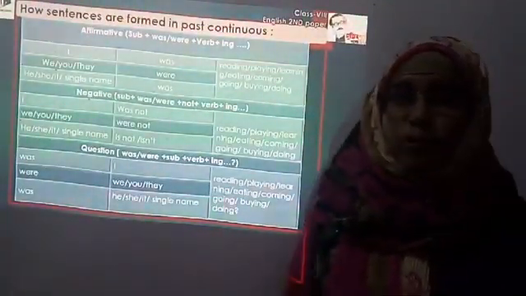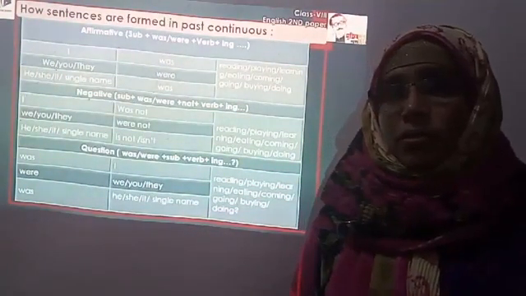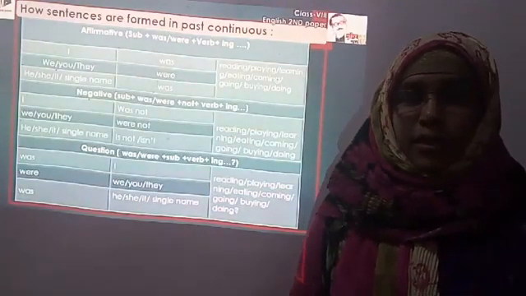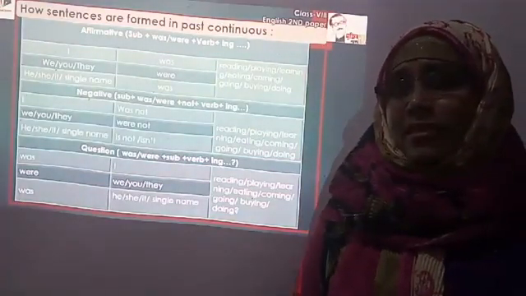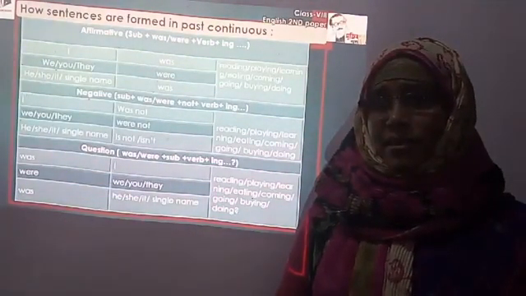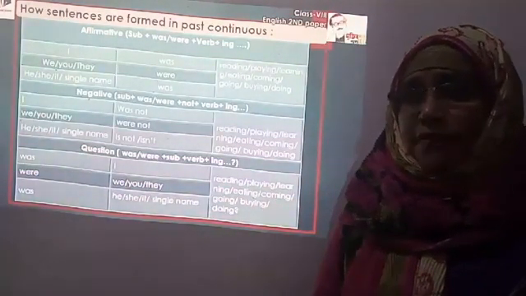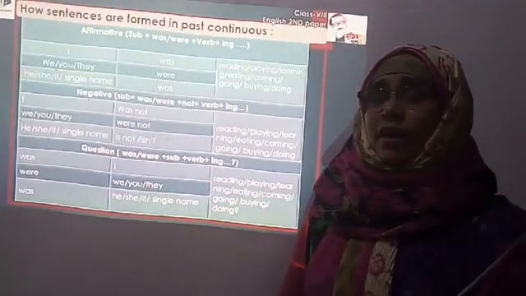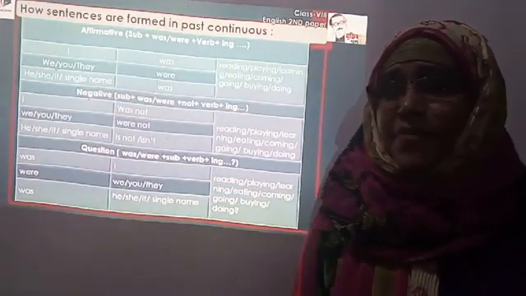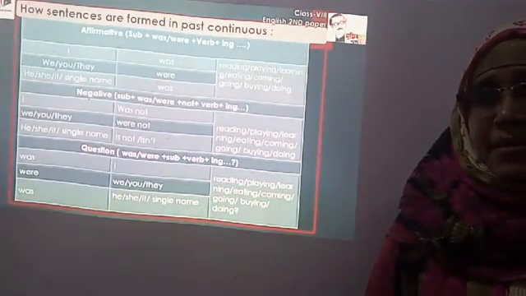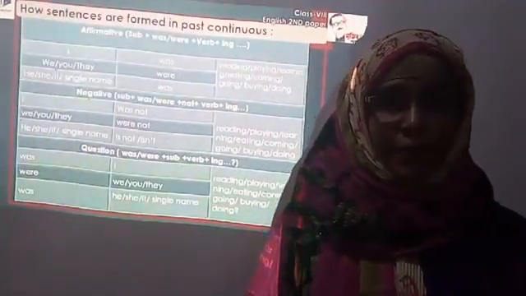Let's see how we form sentences in simple past continuous tense. Can you remember how the sentences are formed in present continuous tense? Yes, students, in present continuous tense: subject, auxiliary verb (am, is, are), then the main verb takes -ing. In the past continuous tense, it's the same thing, just the auxiliary verb will be different. What are the auxiliary verbs? The auxiliary verbs will be was and were.